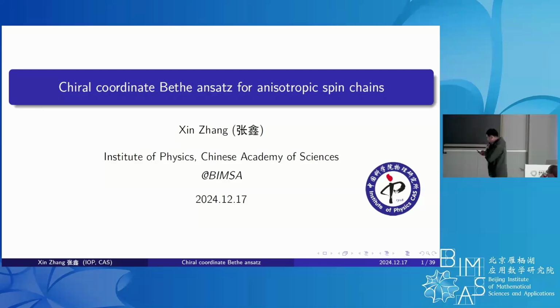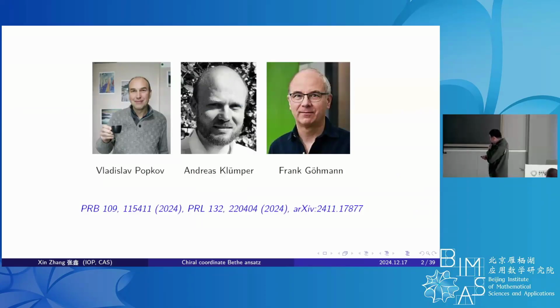Today I will give a talk about our recent research, the chiral coordinate Bethe ansatz for the anisotropic spin chain. The talk is based on the results in these three papers, with my collaborators Andreas Klumper, Frank Gohmann from the University of Wuppertal in Germany, and Slava Popkov, also at this university and at the University of Ljubljana.